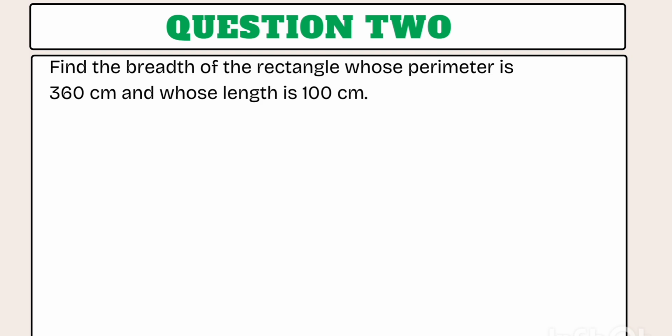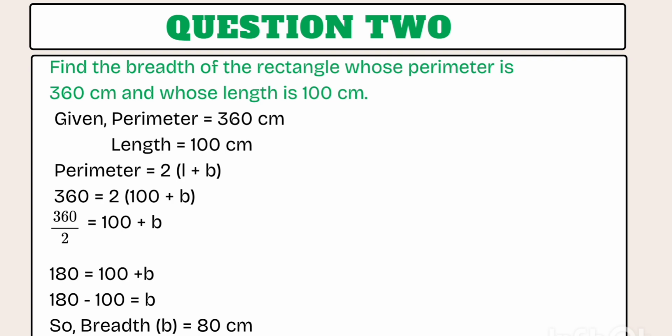Next question. Find the breadth of a rectangle whose perimeter is 360 centimeter and whose length is 100 centimeter. In this question, perimeter and length is given. We will have to find the breadth of a rectangle. Perimeter equals 360 centimeter, length equals 100 centimeter. Formula of perimeter is 2 into (length plus breadth). Put the values. 360 equals 2 into (100 plus breadth).